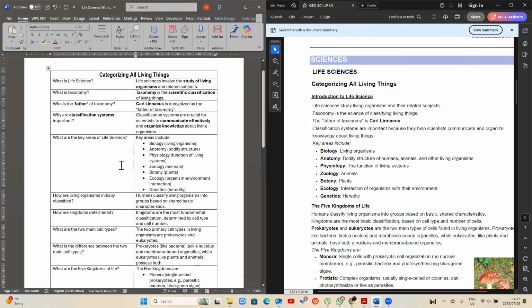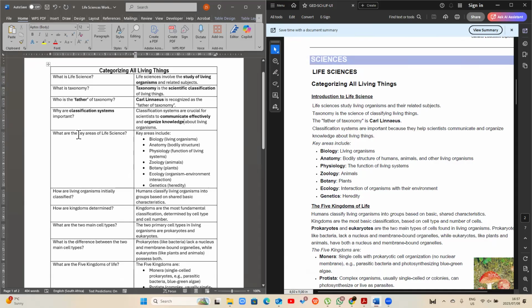Then we need to understand what the key areas of life sciences are. So life sciences is broken up into different key areas, and the most important ones that we need to know for the GED include biology, which is the study of all living organisms. We also need to know anatomy, which is the study of bodily structures. We need to know physiology, which studies the function of living systems.